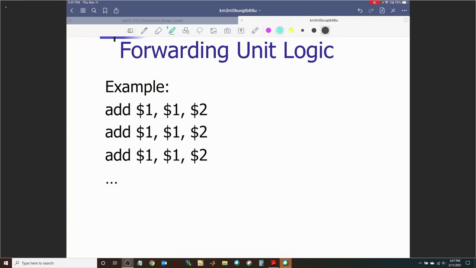Yes, there is a hazard, right? We are trying to write to $1 and we are using $1 immediately. There's a problem. So there is an execute hazard present there. And in the second instruction, we are also changing the value of $1 for the second time, and we are using it in the subsequent one. So if you look at 1 and 2, there is an execute hazard. If you look at 2 and 3, there is an execute hazard over there as well. And if you look at 1 and 3, there is a memory hazard as well. So there is a memory hazard and there is an execute hazard.